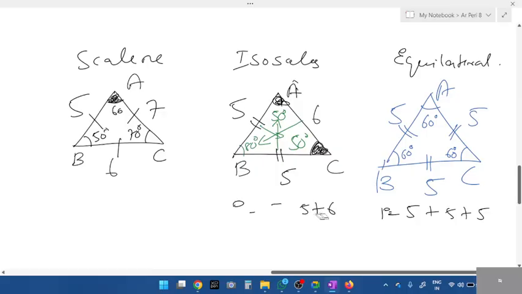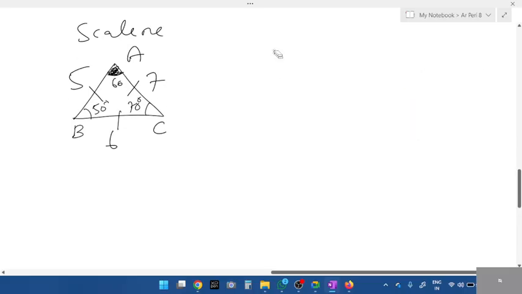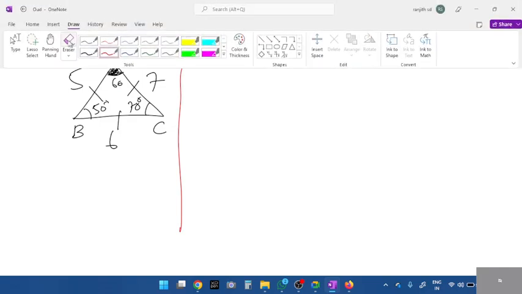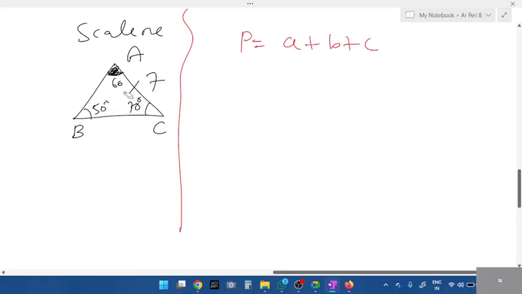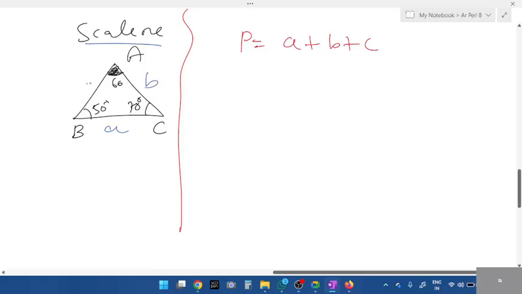But for area, each triangle has a different formula. For scalene it is different, isosceles it is different, equilateral it is different. Ignore these two for now. If you have doubts related to that, I'll teach; if not, we'll do it later. For scalene triangle, perimeter is equal to A plus B plus C. That is three sides. All three sides are different, A plus B plus C.